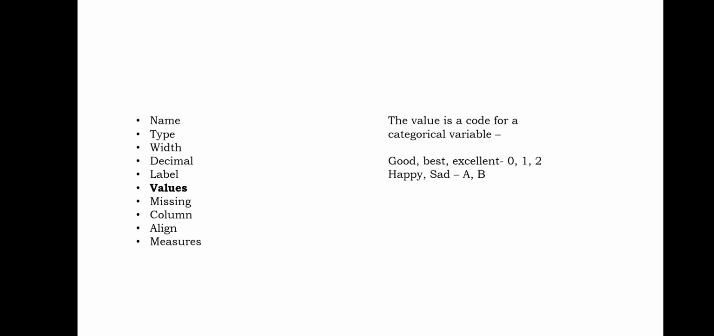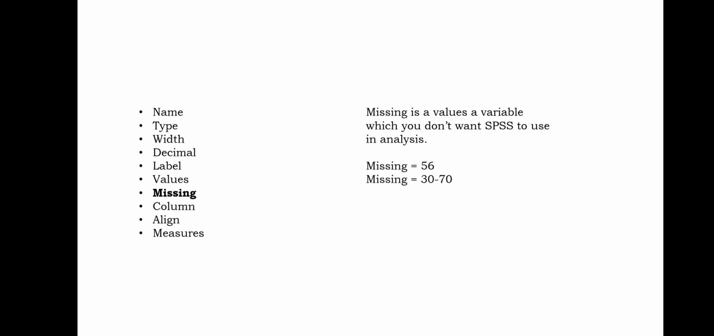So it is basically used for categorical variables. Let's learn about one more column of SPSS called missing. Now whenever we analyze data, we don't want SPSS to take wrong values. Missing is a value which you don't want SPSS to take when it is doing a mathematical calculation. For example, you tell SPSS not to use 56 in calculation. If it sees 56, don't take it. You can also specify to SPSS the range of numbers you don't want it to take. For example, 30 to 70 will not be counted by SPSS.